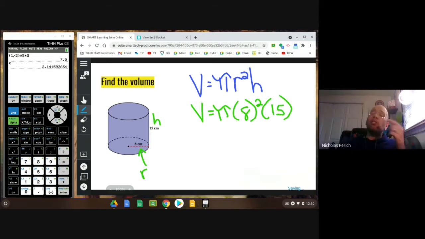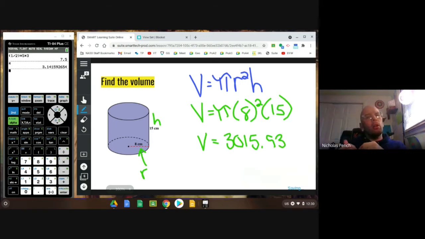Now, if we do get to the Bluebook or however you pronounce it, you're probably going to want to use Siri. You can use your calculator. Your calculator is fine. But if you have Siri, all you have to do is say pi times 8 squared times 15. The answer is approximately 3015.93.